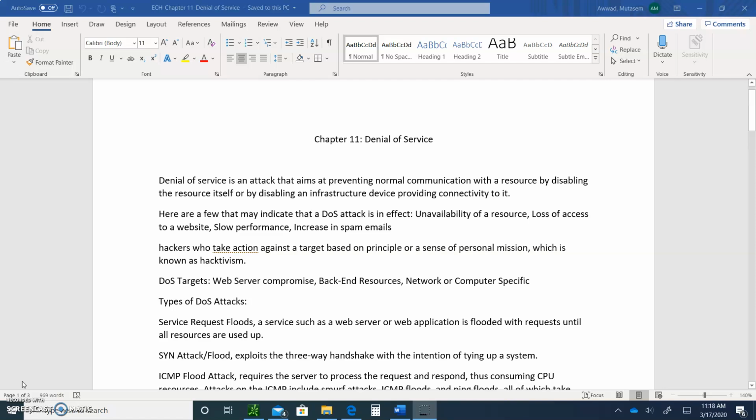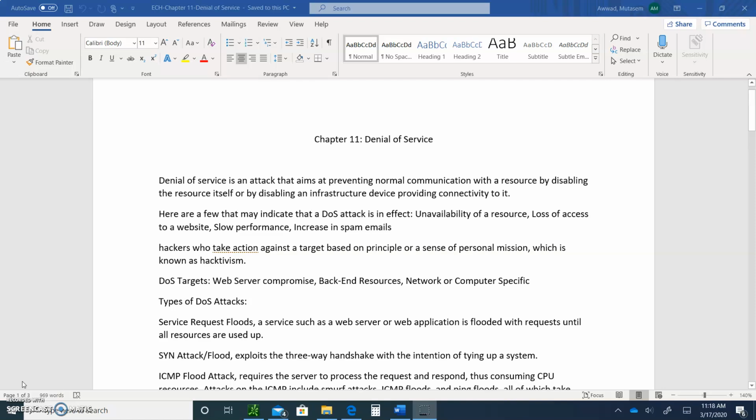Okay? So, what is denial of service attack? It is an attack to prevent a user from normal communications accessing a resource. A resource can be a web browser, a wireless router, or a printer. There are different utilities and tools in achieving denial of service attacks.